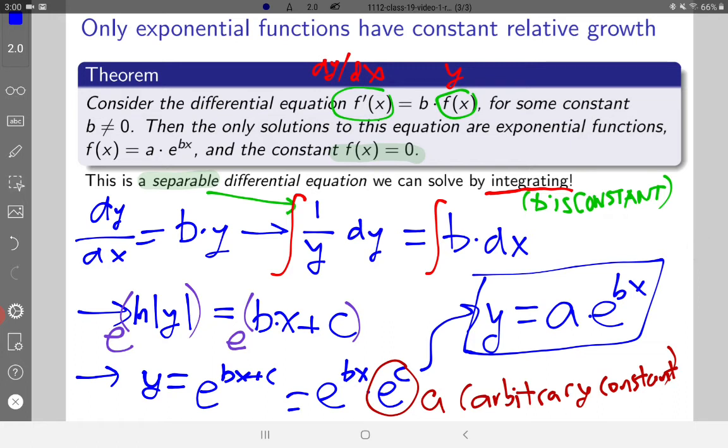This shows that the only solution to this differential equation, which asks for a function whose derivative is a constant multiple of the function itself, the only solutions to that differential equation are exponential functions like this.